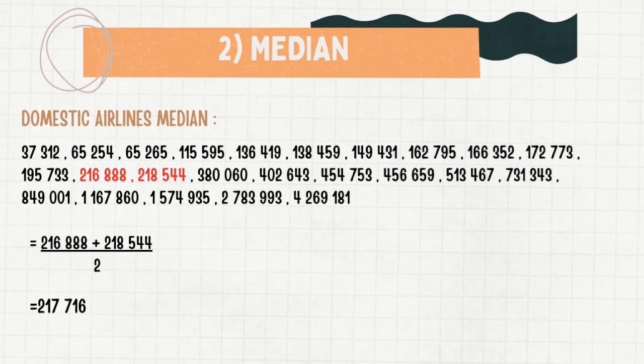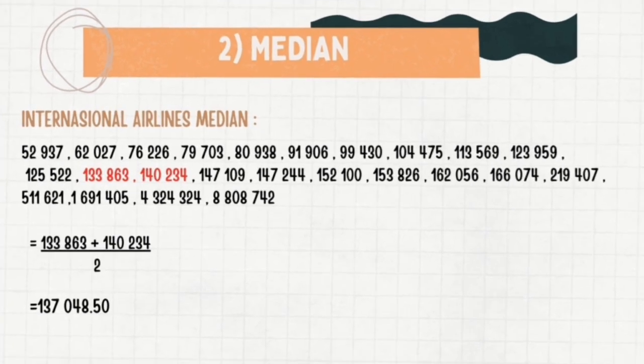To find the median, we must arrange the dataset in ascending order from lowest to highest. Then we choose the middle data. There are two middle values in domestic airlines. Then we add them, and after that divide by 2. So we get the answer 217,716.